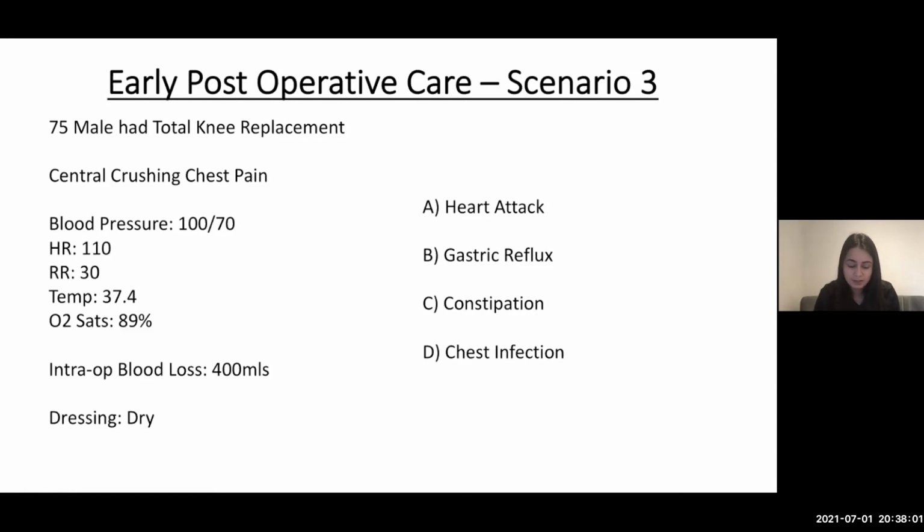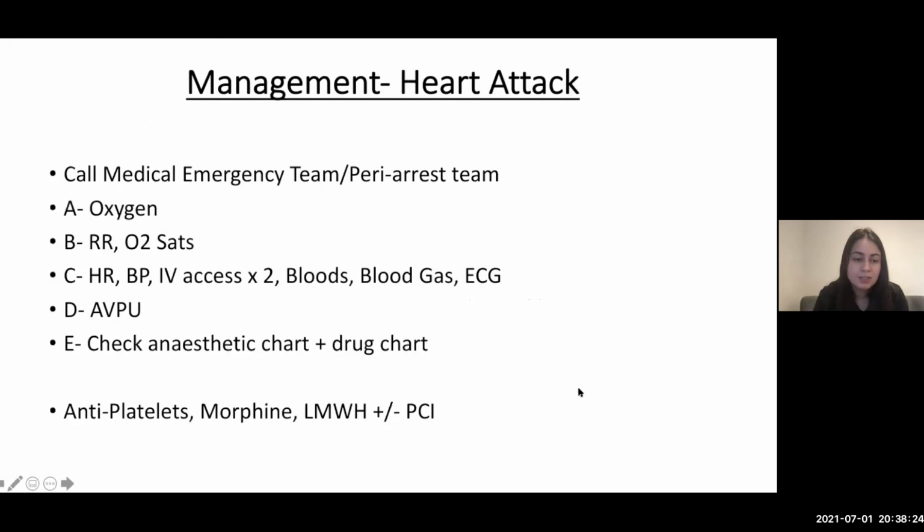So that's looking great. So the answer is, well, it's not good for the patient, but yeah, he's having a heart attack, myocardial infarction, the other word. So this is a realistic complication which happens post-operatively. So anyone who's having chest pain, we need to act extremely promptly. So for this patient, you're going to want to call your peri-arrest team, your medical emergency team. You need to get everybody there ASAP.